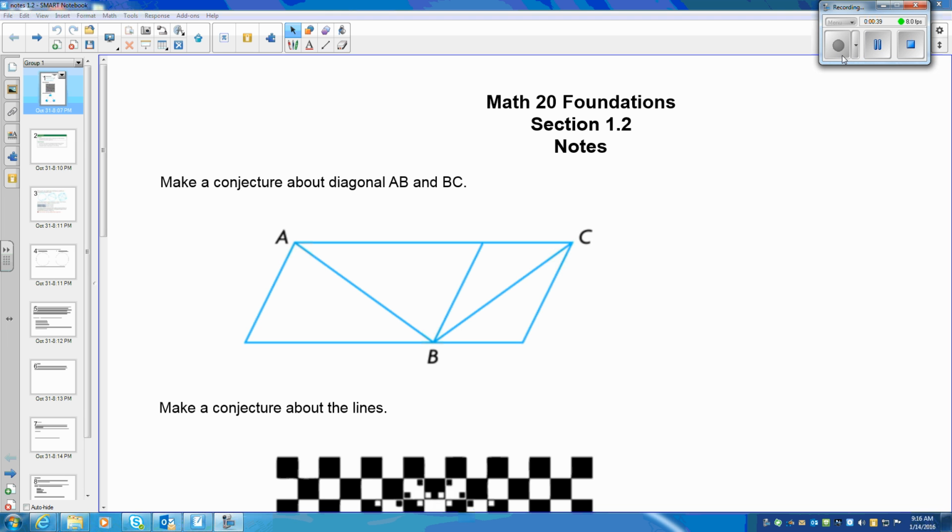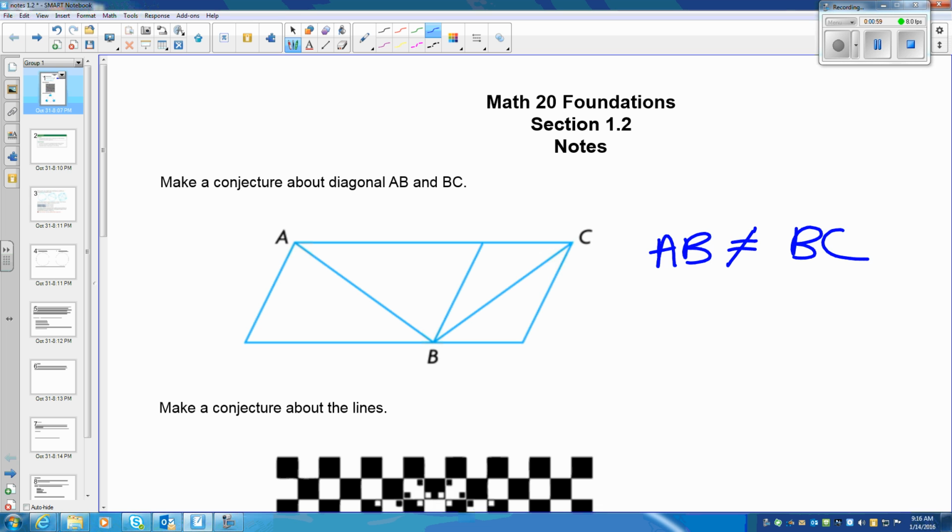Did anyone come up with a conjecture about diagonals AB and BC? Did anyone say anything about this? You're saying these two lines, line AB does not equal line BC. Okay, that's a statement Demira is going to make about this thing. Okay, let's go with that statement. She's the one that spoke up.